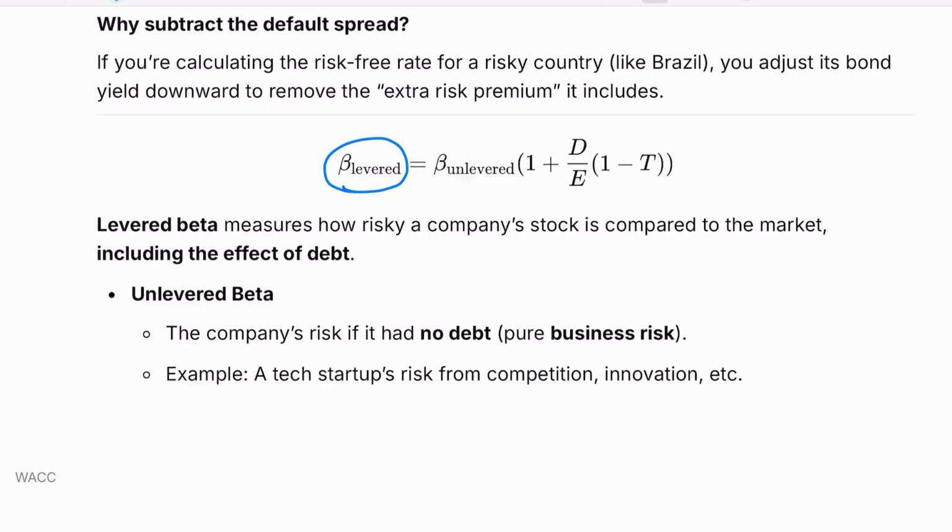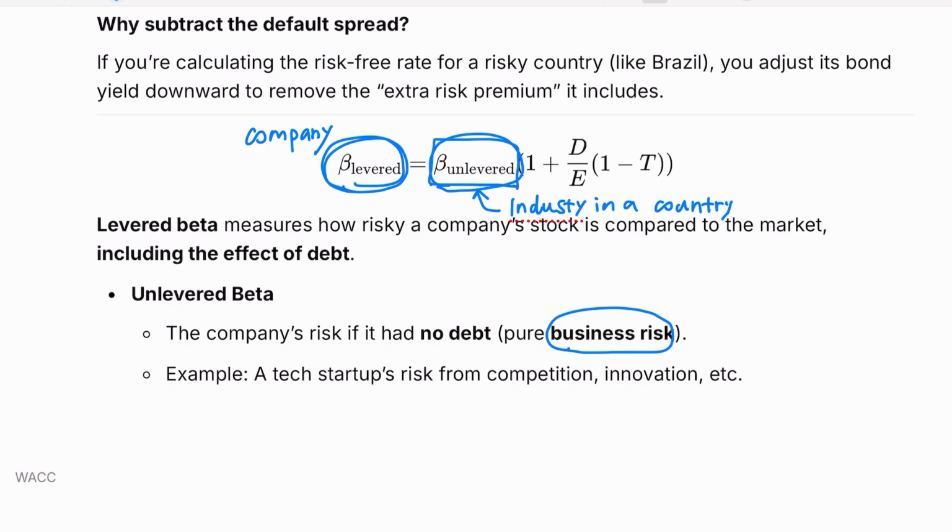Now let's have a look at how we can find the levered beta. We cannot directly find levered beta because it's a bit difficult. So we start from the unlevered beta first. Unlevered beta only considers the business risk. So usually we may find online the unlevered beta of an industry in a specific country. We assume that all the companies in this industry, in this country, share a similar unlevered beta. And then we use this unlevered beta to find the levered beta of a specific company.